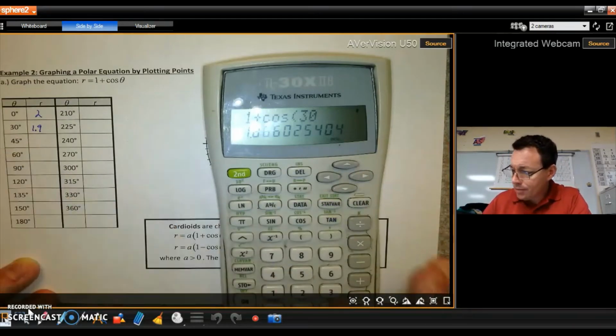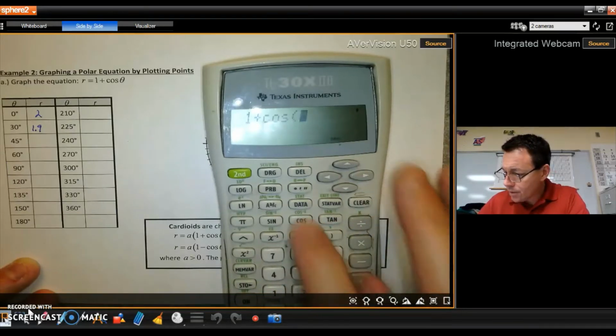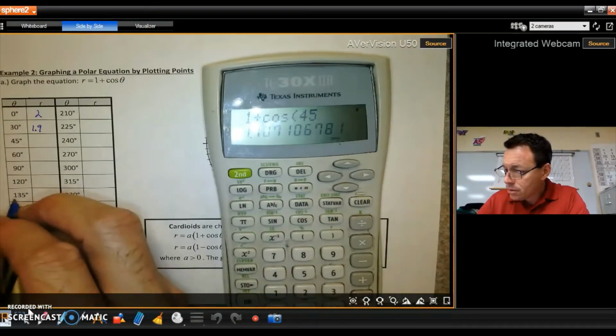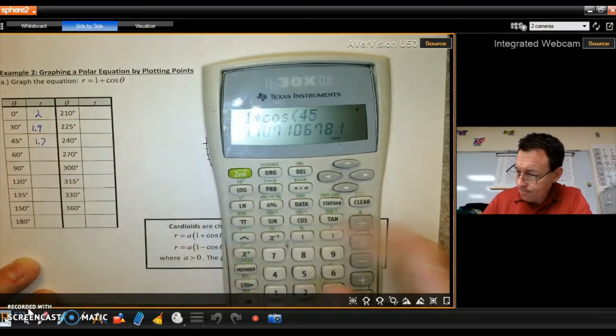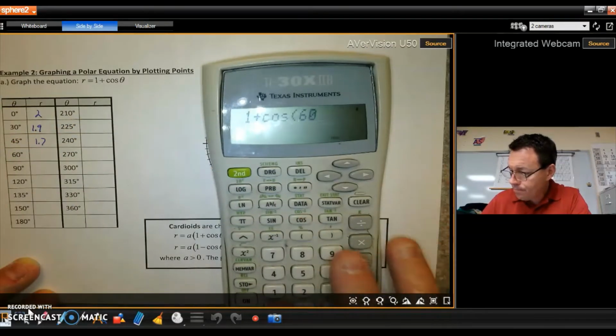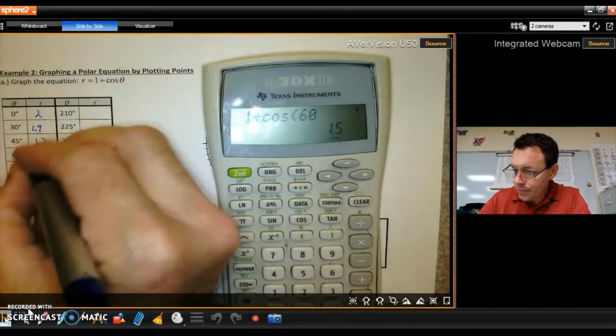All right, 45. 1 plus cosine of 45. 1.7. Okay, so we're just going right down the line. 1.5.